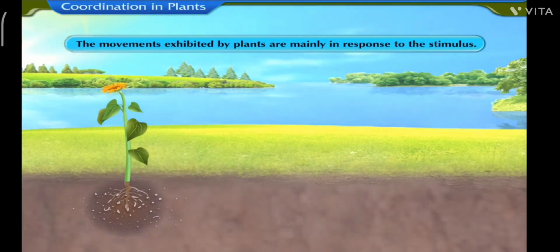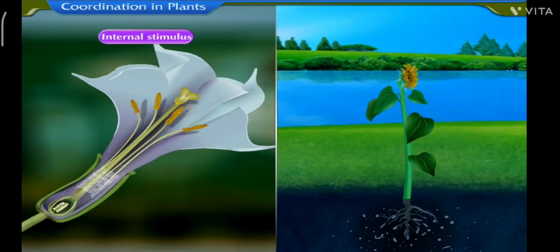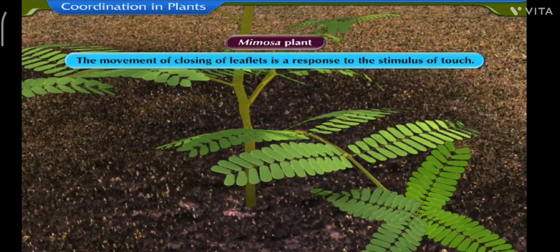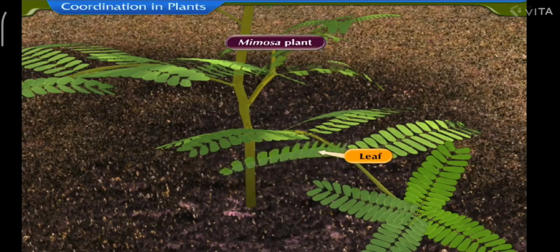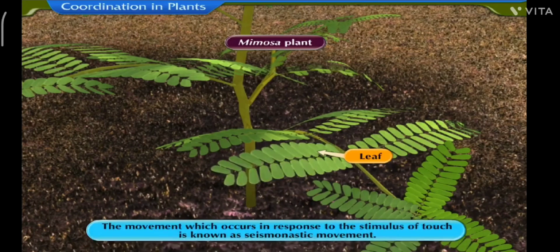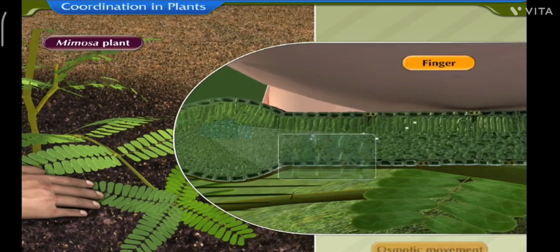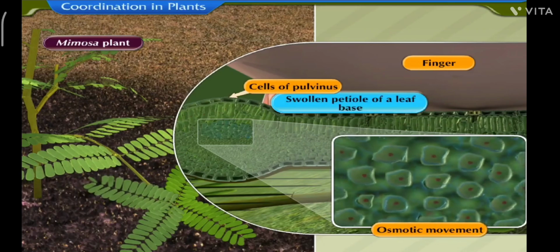The movements exhibited by plants are mainly in response to a stimulus. The stimulus can be internal or external in nature. In a sensitive plant like mimosa, the movement of closing of leaflets is a response to the stimulus of touch. When we touch, the leaflets close. They open after some time. This movement, which occurs in response to the stimulus of touch, is known as seismonastic movement. There is no growth involved in this movement. The closing of the leaflets is due to the osmotic movement in the cells of the pulvinus, which is a swollen petiole of a leaf base.